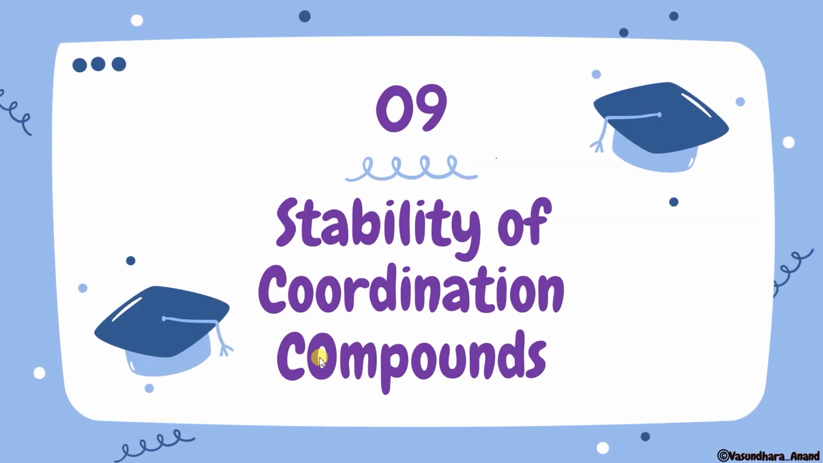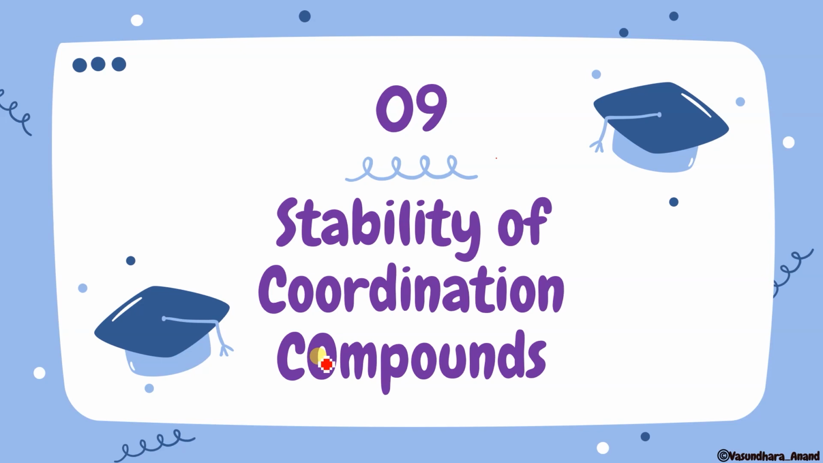Now, stability of coordination compounds. One important thing I forgot to explain in my previous video is about strong ligands and weak ligands. How do we identify a strong ligand and a weak ligand? Although I have explained that the ligands below water will be considered weak ligands, and the ligands above water will be considered strong ligands.